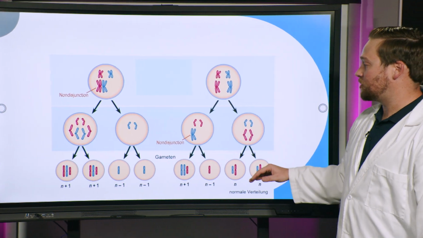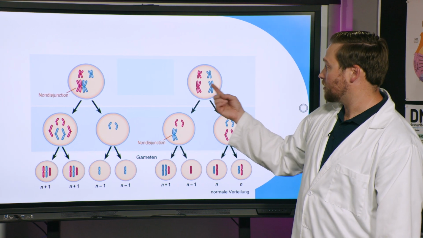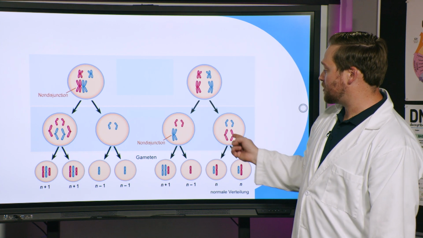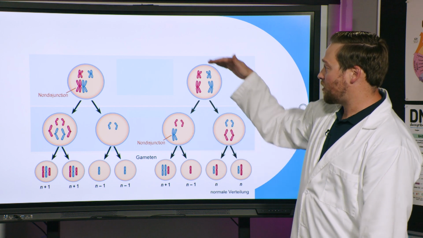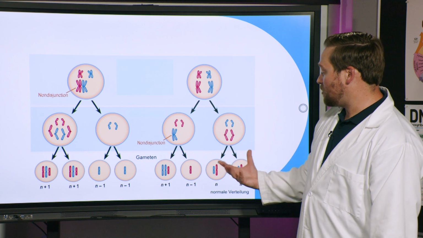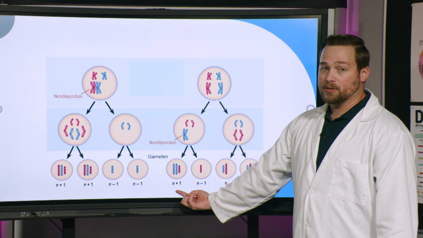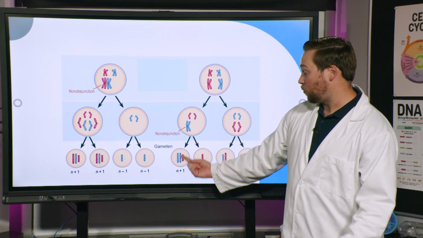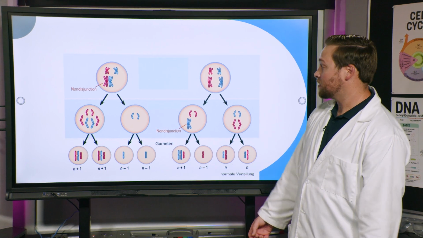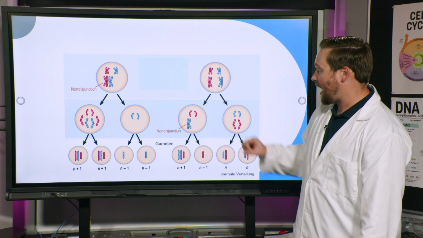Over here, this is non-disjunction in anaphase 2. Now what's happening is it's actually separated correctly up here. We have 2 pink and 2 blue. They separate, and you can see that we have pink chromosomes over here and blue chromosomes. So they separated correctly in anaphase 1, but then non-disjunction happens in anaphase 2, and you can see that the result is very similar. Now we're ending with 1 cell that has an extra chromosome, 1 cell that has a missing chromosome, and 2 normal ones. So non-disjunction is worse if it happens in anaphase 1, but it's still pretty bad if it happens in anaphase 2.